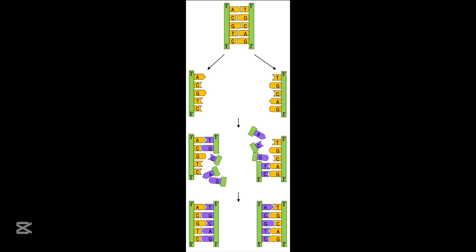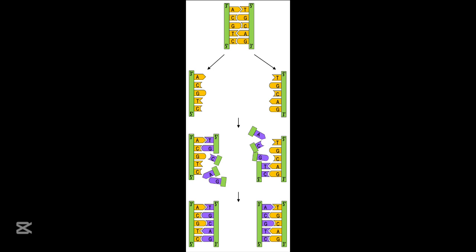So why is this so important? Well, think about it for a second. Every time a cell divides, it needs to give a full set of instructions to each of its daughter cells, and those instructions are encoded in the DNA. So without replication, you wouldn't have growth, you wouldn't be able to repair damaged tissues, and passing on genetic information to the next generation would be impossible. From tiny bacteria to giant redwood trees, DNA replication is the foundation of life as we know it.